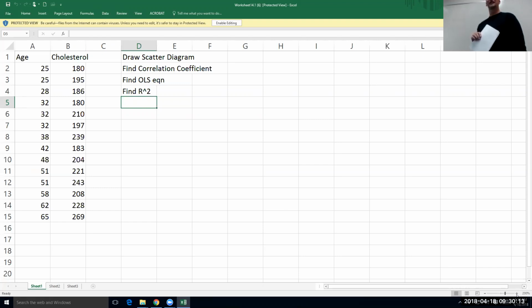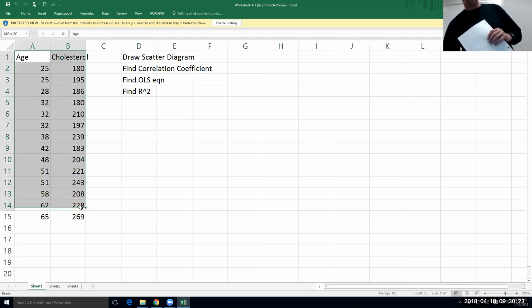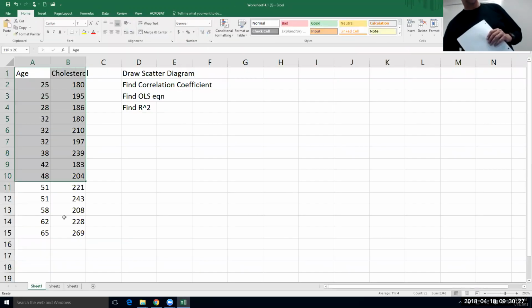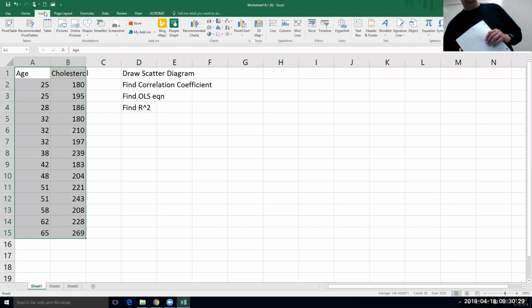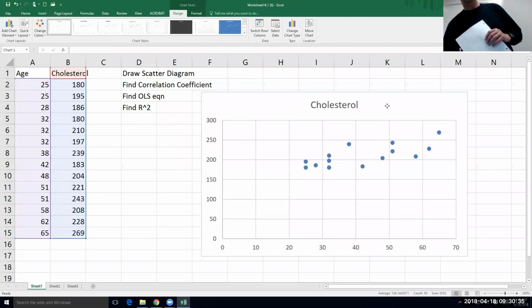Jaden remembers? Okay, how do you do it? Highlight both the columns. Enable editing first. Insert. Scatter plot, right there. Now, do you remember how to put titles on there?